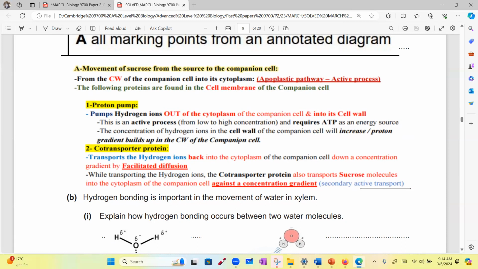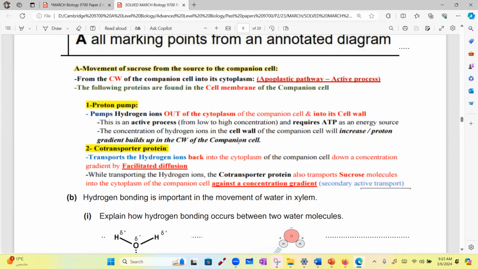You will draw the cell membrane, label that this is the cell membrane, and this is the cell wall, and sometimes the cell wall is just not with a line. This is the cell wall. This is the cytoplasm. If you want to draw an annotated diagram, this is the phloem element with plasmodesmata. Sucrose is transported by secondary active transport, hydrogen by facilitated diffusion.